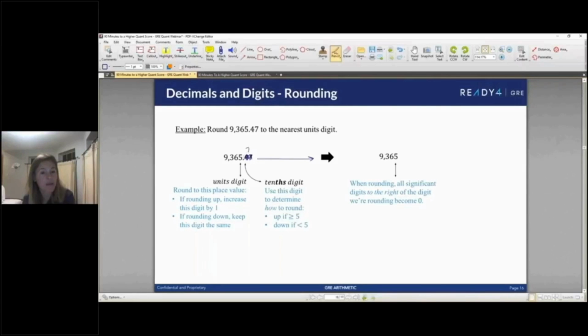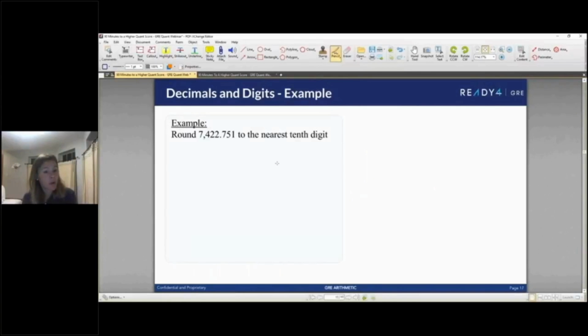Okay. If this were 9365.7, we would look at that 7 and we would say, okay, that's big, we're going to round up. And in that case, it would become 9366. Okay, so that's how rounding works. Probably review. Cool. Your example, round 7422.751 to the nearest tenths digit. Okay, and go ahead and put your answer in the question box.